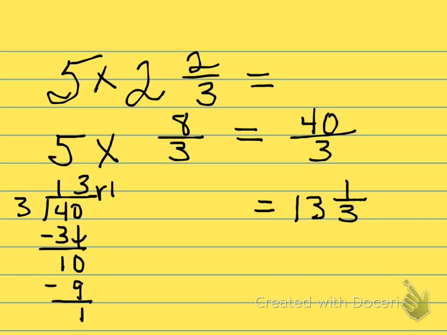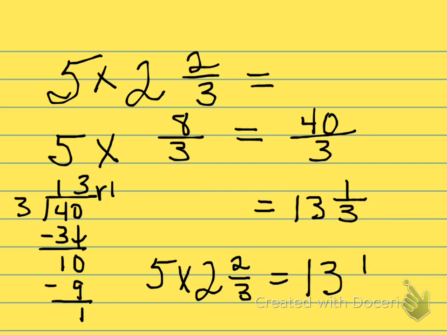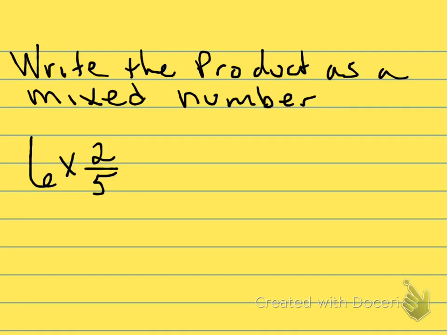So 5 times 2 and 2/3 equals 13 and 1/3. In this situation, I took my mixed number and converted it into an improper fraction. I took my improper fraction and converted that back to a mixed number. Let's try again. All right, we're going to write the product as a mixed number.